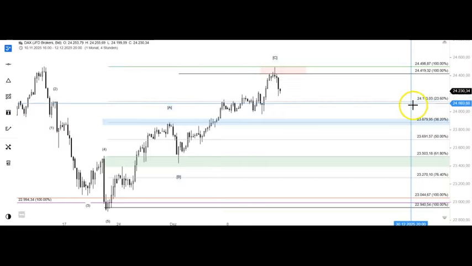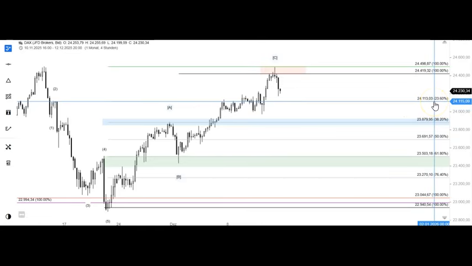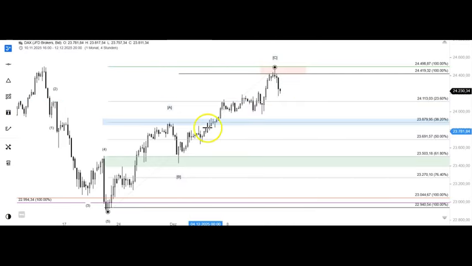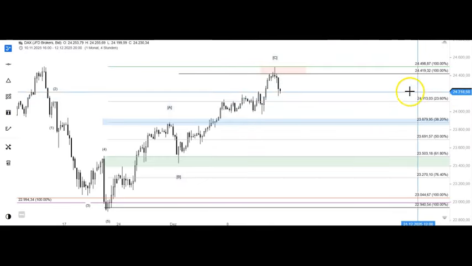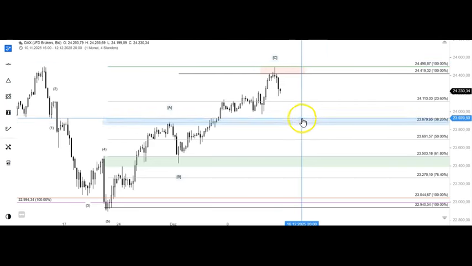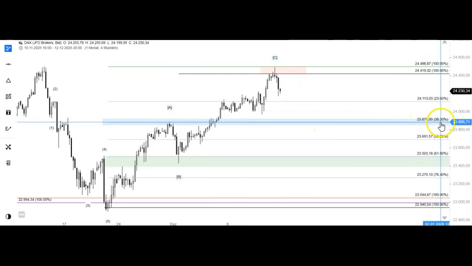First, we have the 23.6 retracement at 24,113. This is measured from the bottom to that top. So that is the smallest consolidation level of that move here. I would prefer at least to go into that blue zone at 23,879. That is a 38.2 retracement.